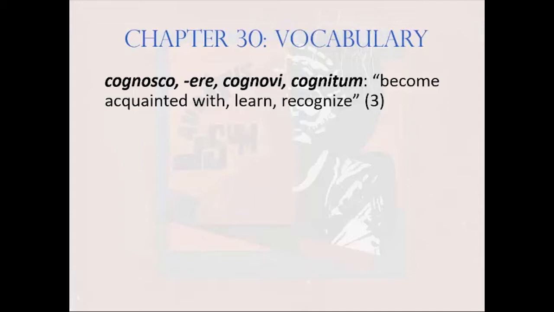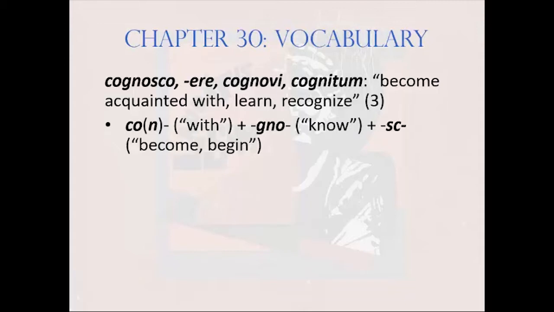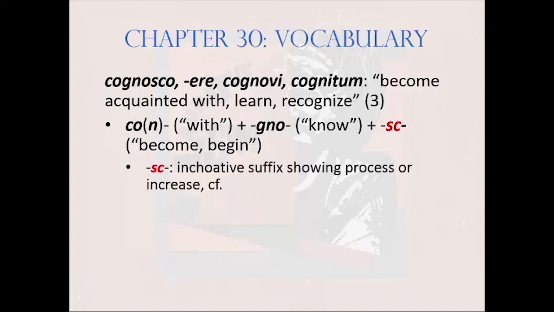It's third conjugation, and a compound in which the prefix con, here co, meaning with, has been attached to the base gno, meaning know. To this has also been added the affix sc, which conveys a sense of becoming or beginning. Learn this affix, the technical term for which is inchoative. It's seen broadly across Indo-European, where it shows process or increase. Many English words derived from Latin contain this affix.